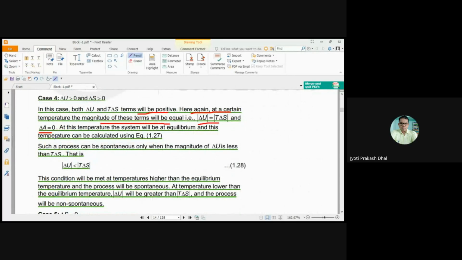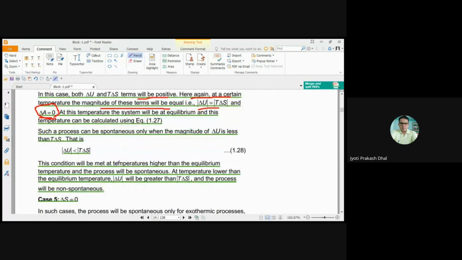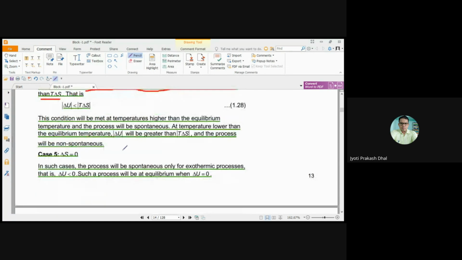Now, if del A equals 0, the process will be at equilibrium, and there are some other conditions here. The process will be spontaneous only when the magnitude of del U is less than T del S. If the magnitude of del U is less than T del S, then the total value will be negative, and del A is less than 0, so the process will be spontaneous. And the process will be non-spontaneous if the magnitude of del U is greater than T del S.